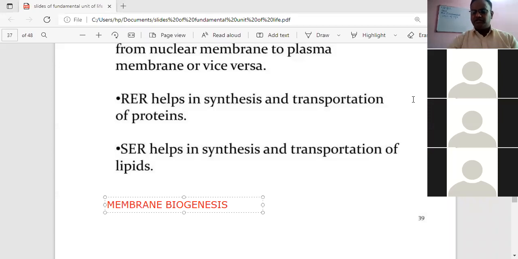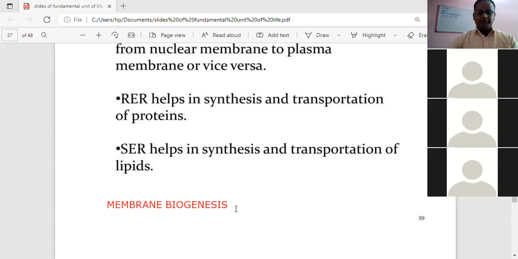Okay, Shripati, I am asking you also. Who proposed the fluid mosaic model, Shripati? Singer and Nicholson. Nicholson. Okay, very good.